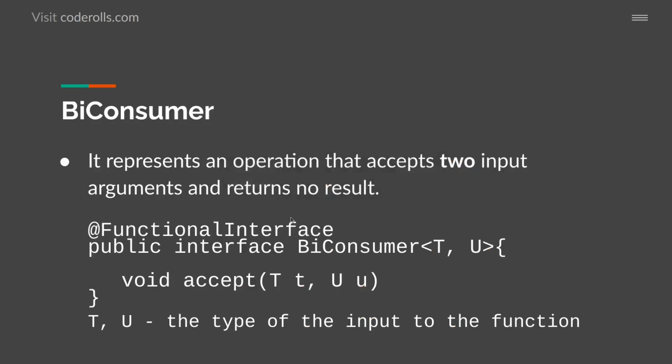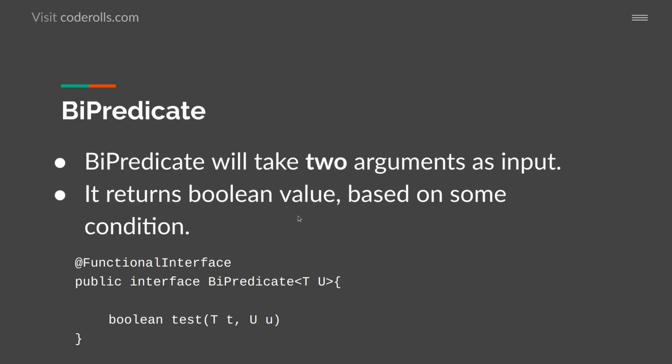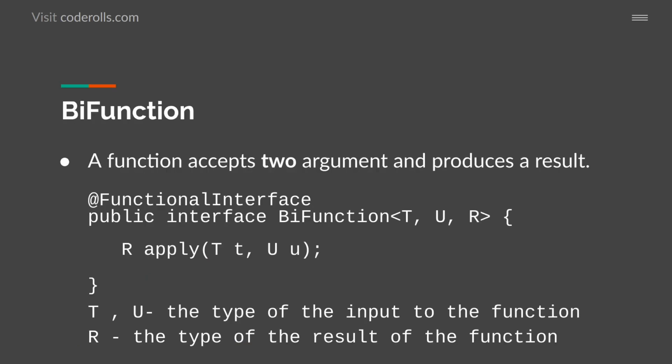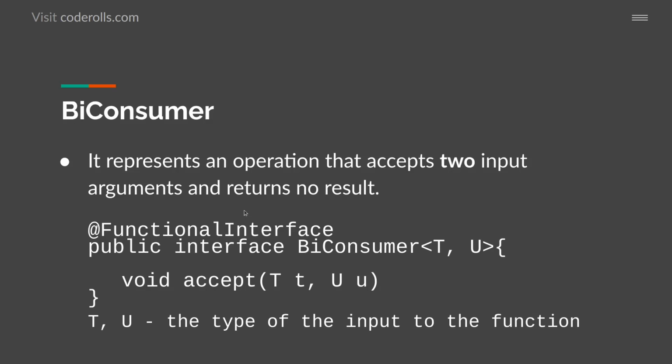So we have seen the two argument functional interfaces. The first one was Predicate, that means BiPredicate will take two arguments and it will return a Boolean value. The second one is BiFunction, that means it will take two arguments and it will return a result. That result can be of any type. And the third one is BiConsumer, that means it will take two arguments and it will not return any result. The return type is void. And we have covered simple examples for all these two argument functional interfaces.